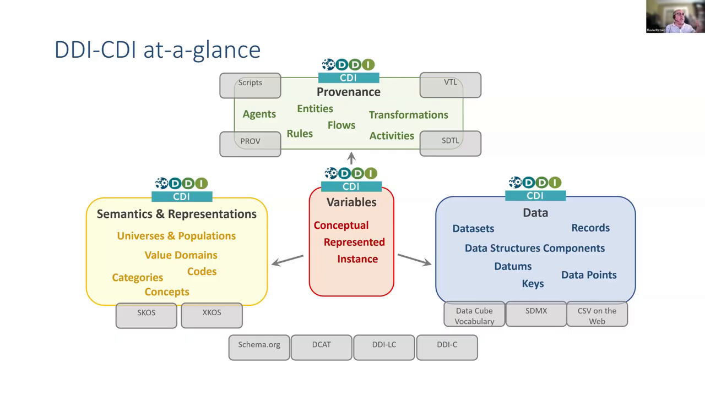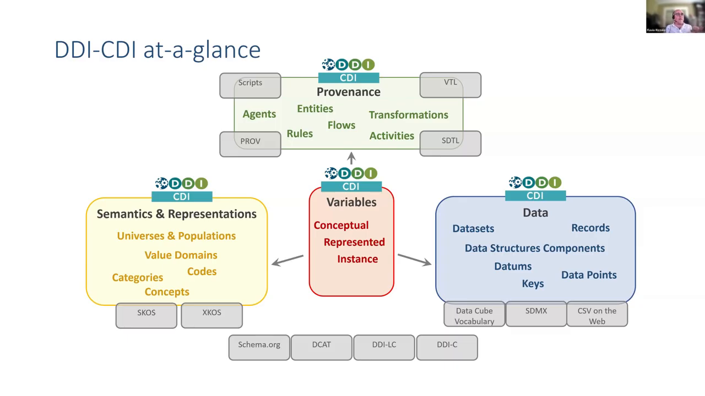So for instance, universes and populations, when you're describing data sets associated with statistics, value domains, which are the accepted values that any given variable can take, codes, categories, concepts, so the semantics and the way they are represented, they are covered in that area, which is, again, very tightly coupled to the data, but it can be also used independently.